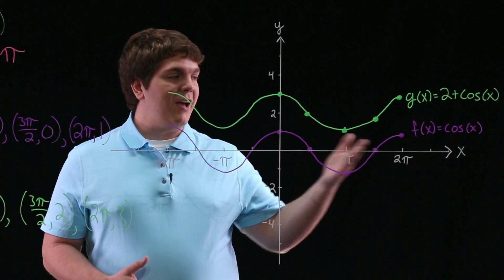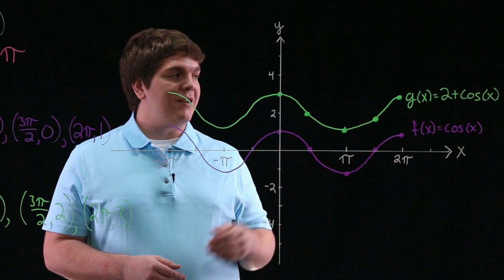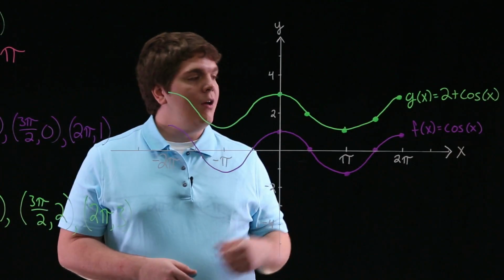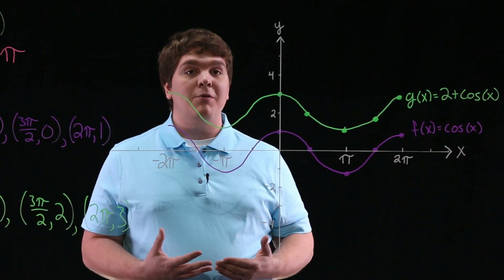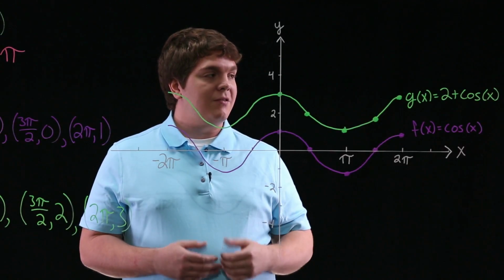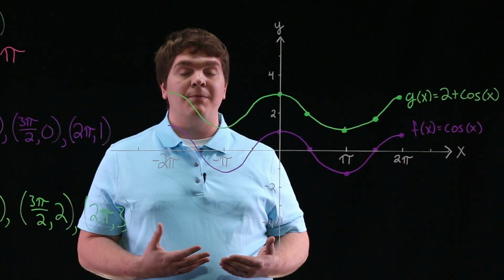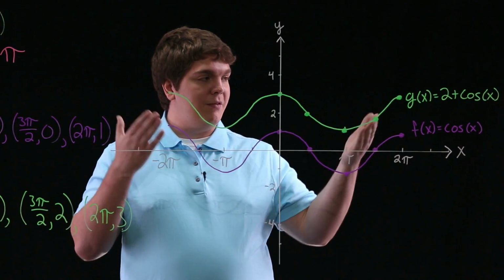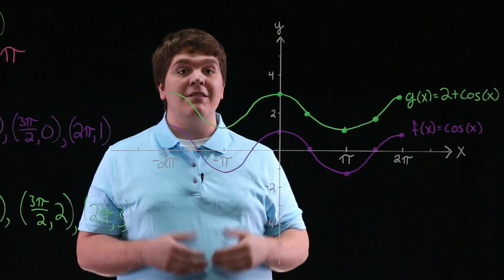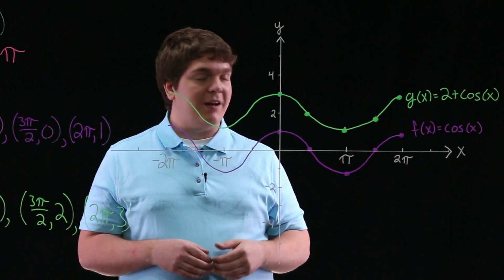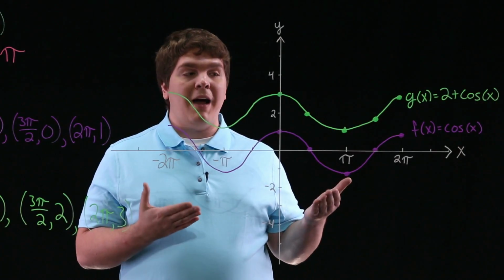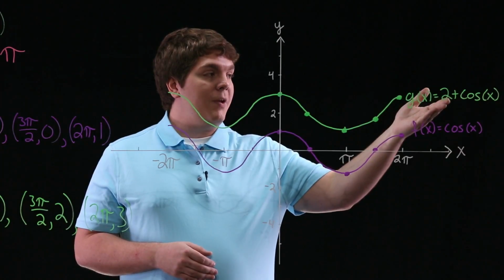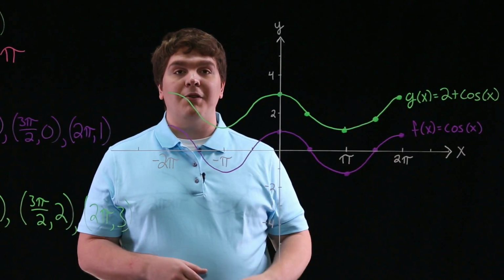Now that we've graphed both f of x equals cosine of x and g of x equals 2 plus cosine of x, let's make some observations. We started by graphing f of x equals cosine of x, and then we graphed g of x equals 2 plus cosine of x. What you'll want to notice here is that the shape of g of x has the same shape as f of x, only the graph is shifted up by 2 units. This is because in g of x, we have a vertical translation of 2 units.